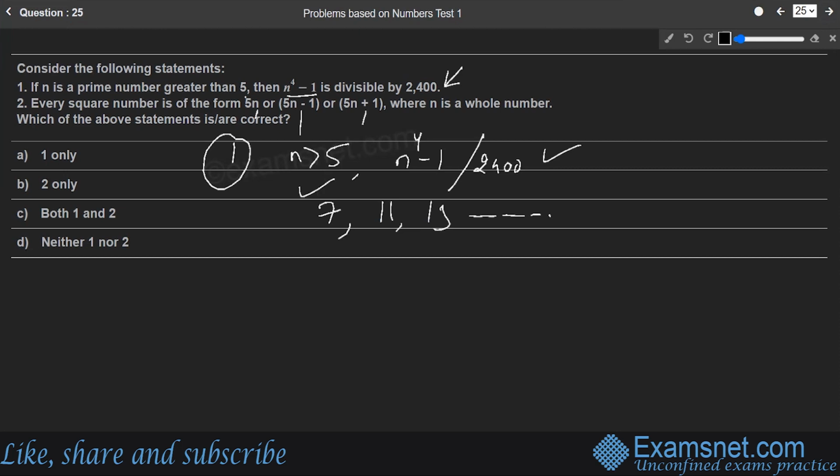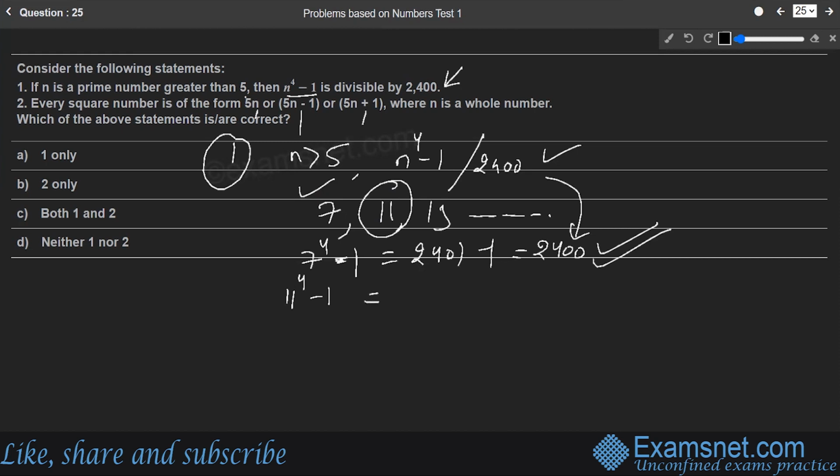If we put n equal to 7 here, it becomes 7 to the power 4 minus 1, which is nothing but 2401 minus 1, which is 2400 itself, and 2400 is completely divisible by 2400. So for the first case, the statement is verified. Let us take the second case, n equal to 11. How much is 11 to the power 4 minus 1? It is going to be 14,641 minus 1, which is 14,640. If we divide this number by 2400, yes, it is completely divisible. So the statement passes for 11 also.